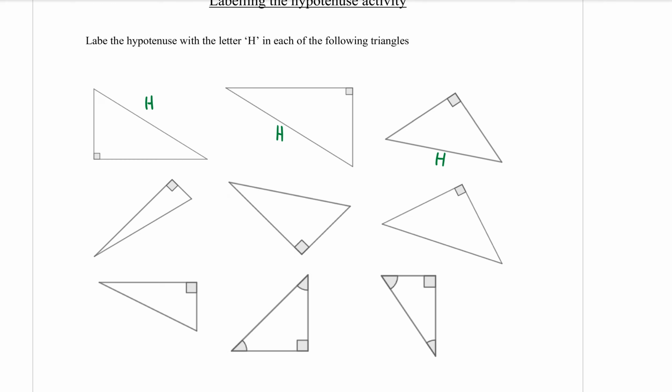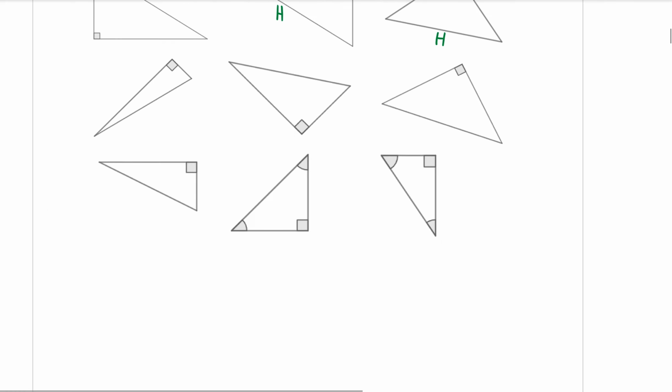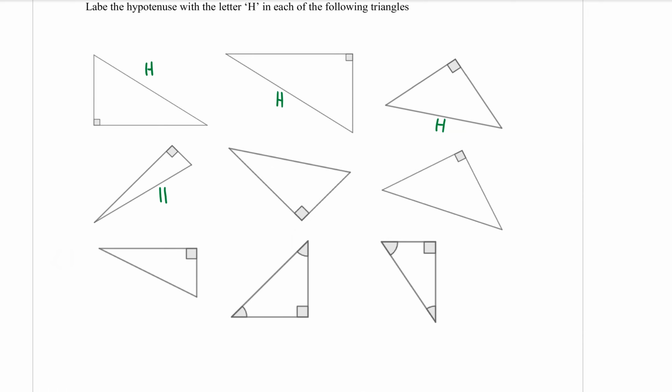Clayton, do you know what to do? Yeah. All right, so write some H's on there, please. Across from the right angle. You can put the A and the B on there as well if you like, but the question just asks us to put the H on for the hypotenuse. Done? Wonderful. All right, so there, done. Hopefully you got the same thing as me.